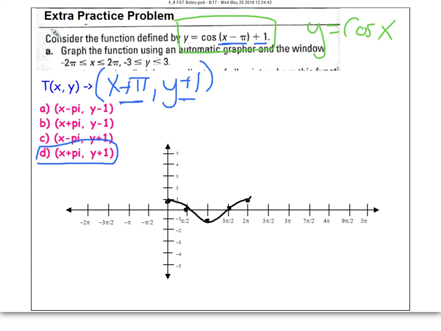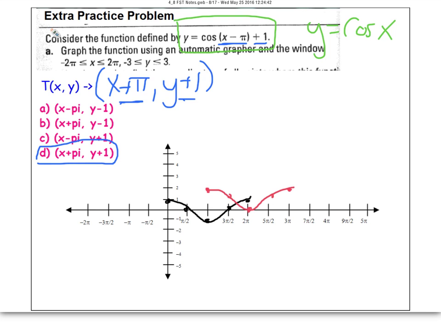So let's take this first point, and if I move it right a pi unit, that would be all the way here, and then up 1 would be there. So let me plot that point. The next one, I'm going to take the ending point. I'm going to start here. I'm going to go right pi units, so that's 3 pi, and then up 1 would have me be right here. Then I can take this one, and that's going to go to 2 pi and up 1. So it'll land me there, and then the 2 other points are going to be in here. And if I sketch it, that's a good graph of this cosine equation.